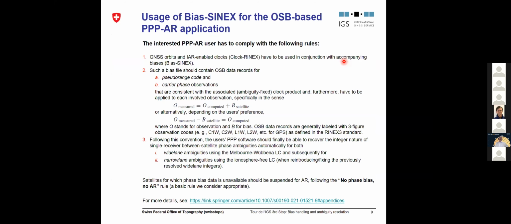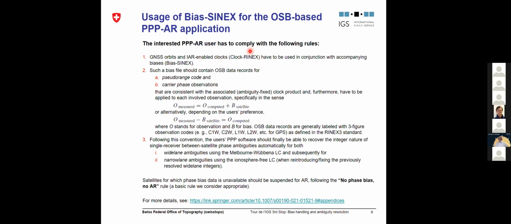Now, not all provide phase biases in Bias-SINEX, so some of them provide integer clock corrections or phase clock corrections, and provide the wide-line phase biases in the clock header or in a separate file. But many of them already provide the phase bias information in the Bias-SINEX. And I guess it's worth showing you the way to use this information. So the interested PPP AR user has to comply with the following rules.